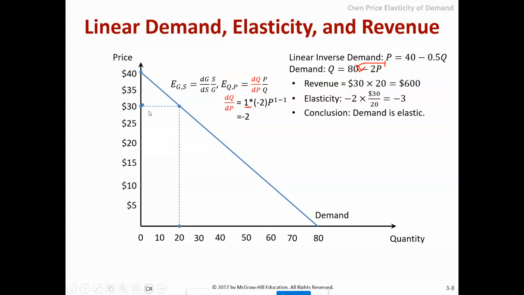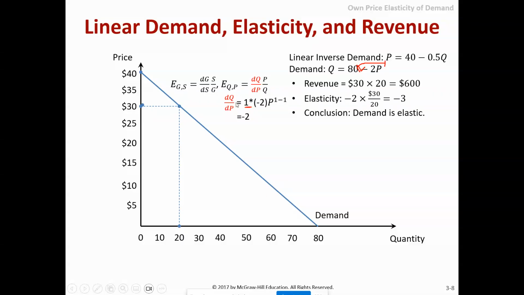I'll give you an example. Let's pick one point on this demand curve. Say price equals 30 and quantity equals 20. And we can calculate the total revenue. For each unit you sell, you collect $30. And how many units do you sell? You sell 20. So the product of the two, 600, is the total revenue at this point.